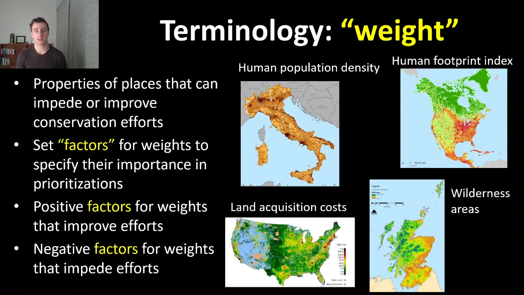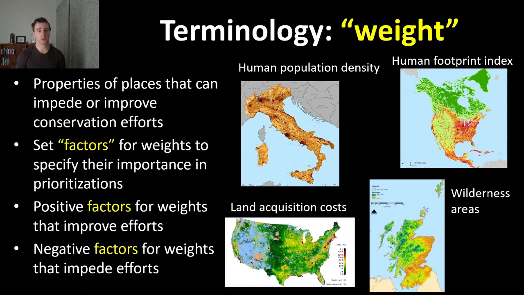If we have a weight and we assign it a negative factor, we're saying that this weight will impede conservation efforts. And if we set a more negative value for the factor, then we're saying we'll have a greater impediment for conservation efforts. If we assign a weight a positive factor, then we're saying that this weight has the potential to improve conservation efforts. So here are some examples of weights. For example, you might have human population density as a weight, and because places with higher human population density may be associated with greater challenges for implementing conservation management, you might assign this weight a negative factor.